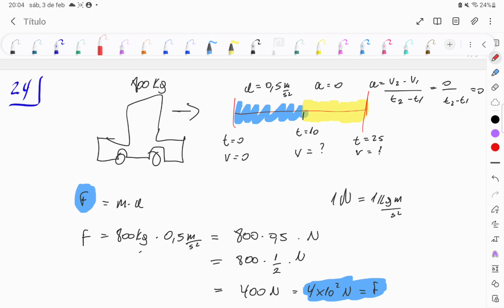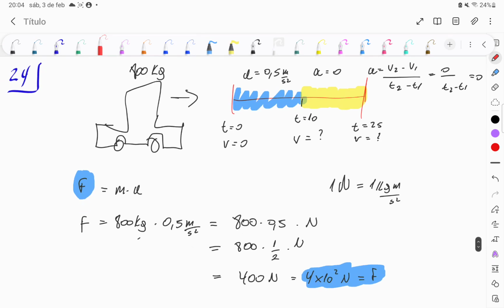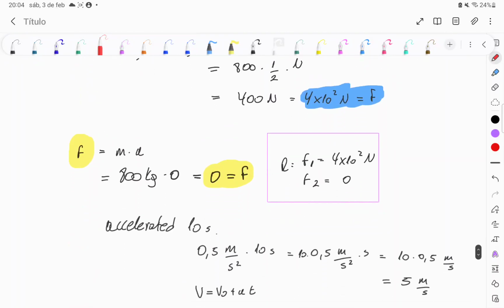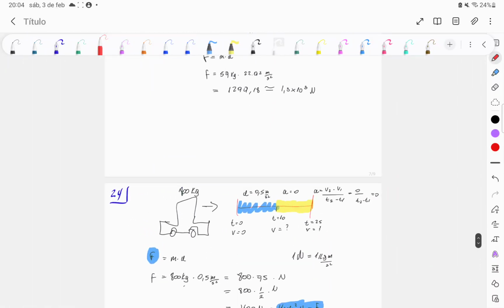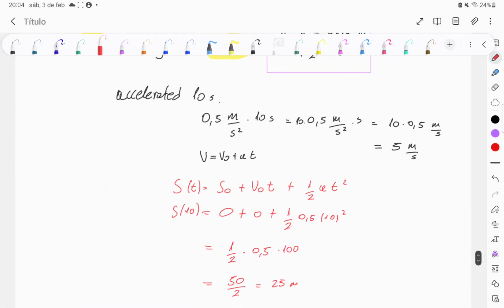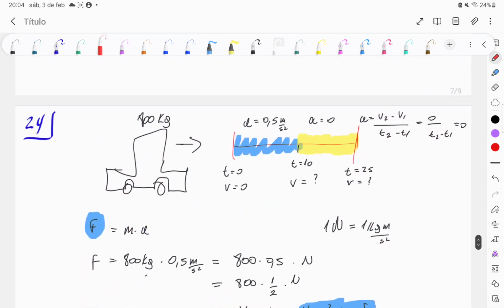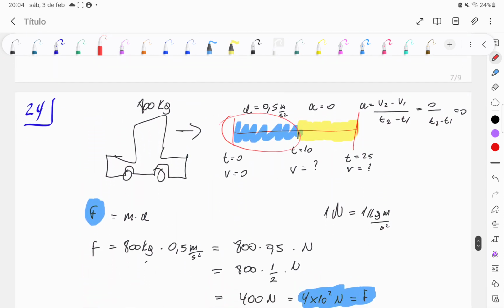Yeah, so we have to define again a new timeline. And why do we have to do this? Because we can't use this formula when the acceleration changes. Yeah, and here it changed. In this case, the acceleration in the beginning is 0.5 and then it is 0.